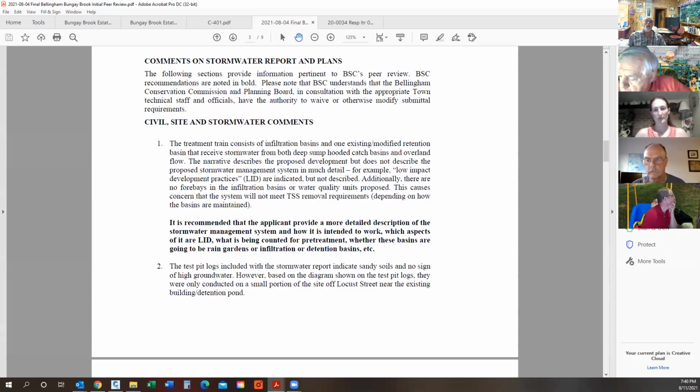It's recommended that the applicant provide a more detailed description of the stormwater management system and how it's intended to work, which aspects of it are low impact development, what is being counted for pretreatment, whether these basins are going to be rain gardens or infiltration or detention. That is critical information. Additionally, the commission's going to direct you to look at our regulations and to make sure that these structures will have appropriate freeboard for the 100-year storm, that they will be sized so that there's no additional runoff at the 25-year storm, and to account for frozen ground conditions.